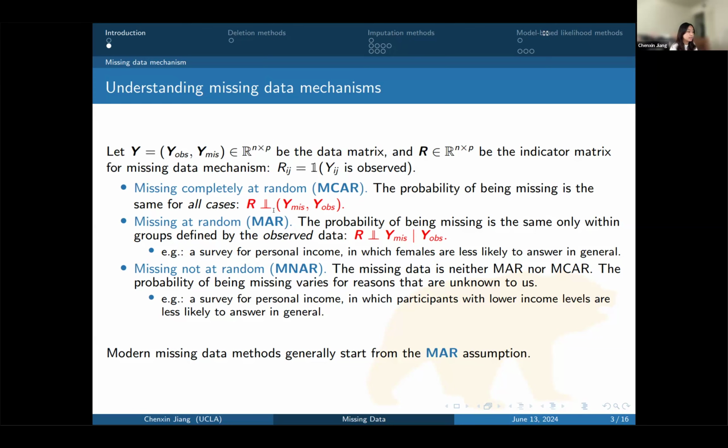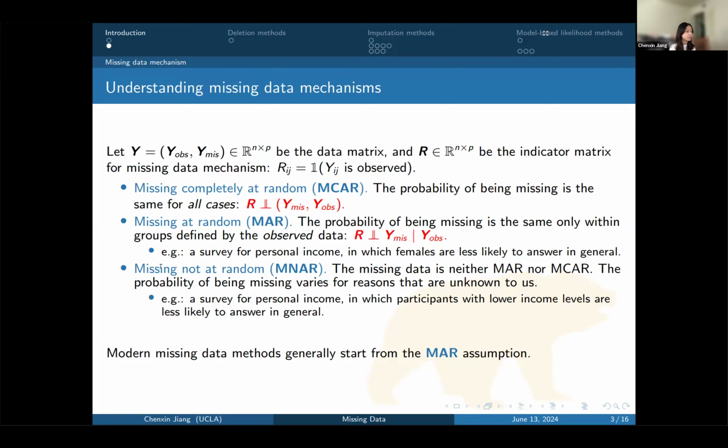And the second class is called missing at random, MAR. That means the probability of being missing is the same only within the groups defined by the observed data. That is, given Y observed, R is independent of Y miss. For example, in a survey for personal income, the females are less likely to answer in general.